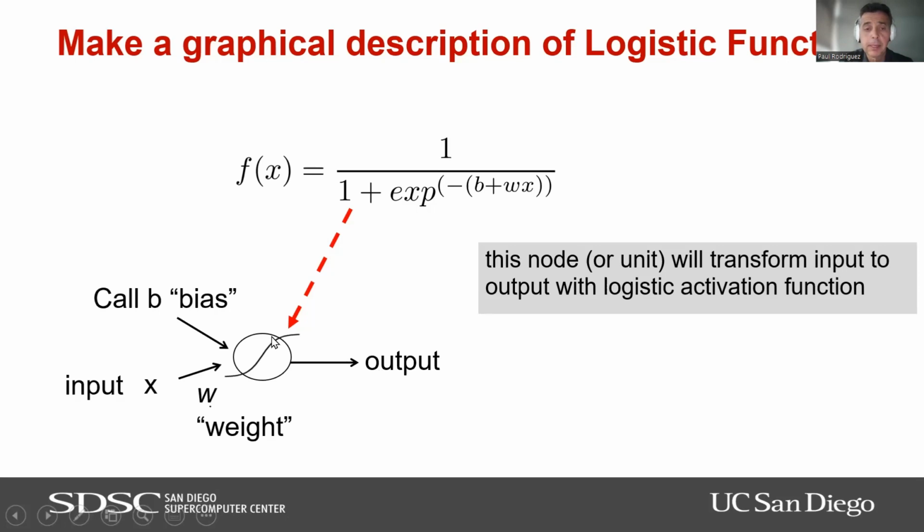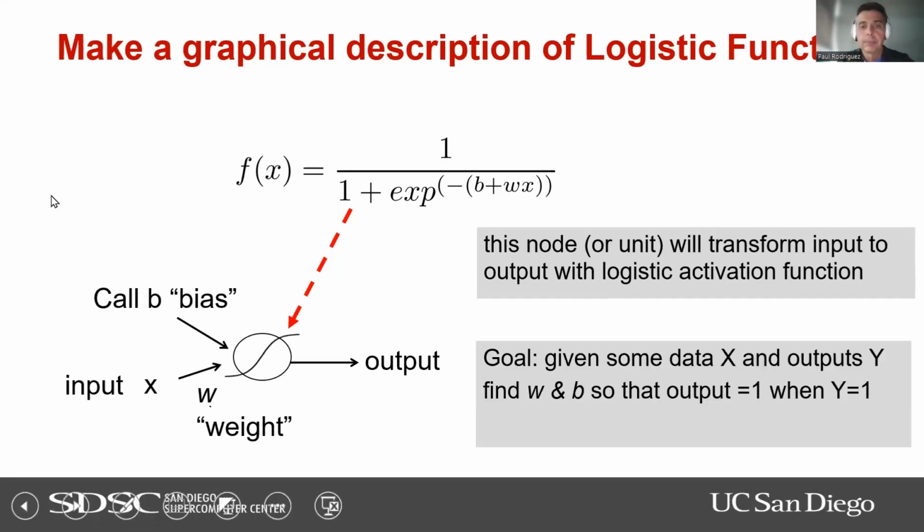When we draw a node, we always try to remember that there's some activation function. So there's some input, some output, and some activation in the middle. Sometimes we call it a unit, sometimes a node, and sometimes we think about it as transforming input to output. Of course, the goal is that given some data and some outputs, we find parameter values so that the output equals 1 when the target equals 1.